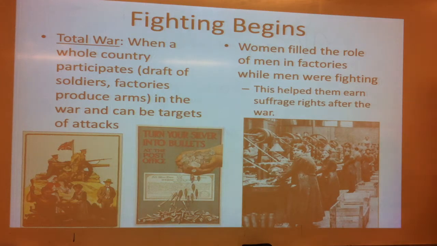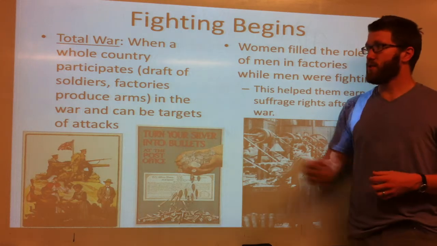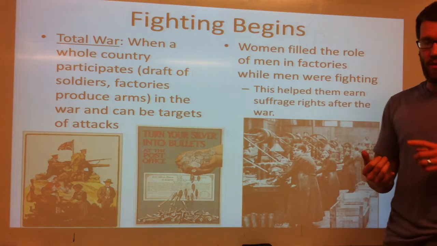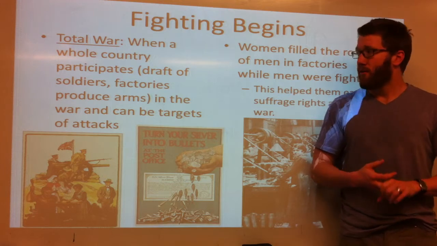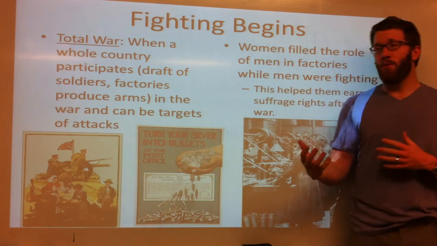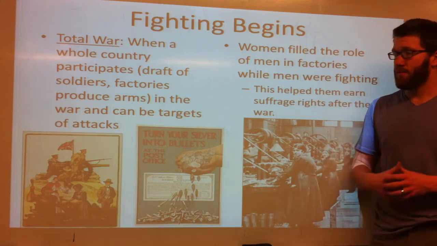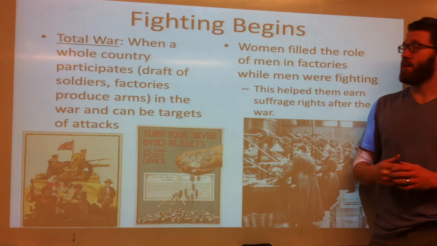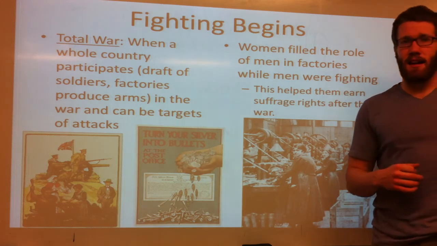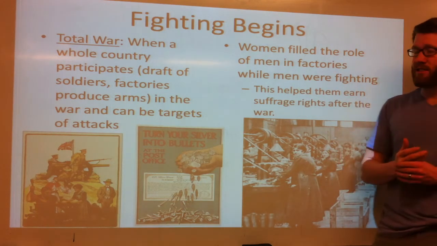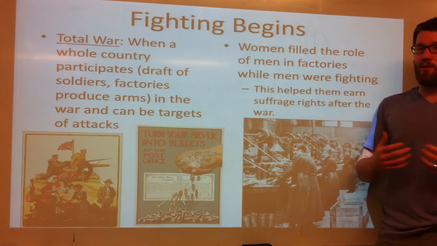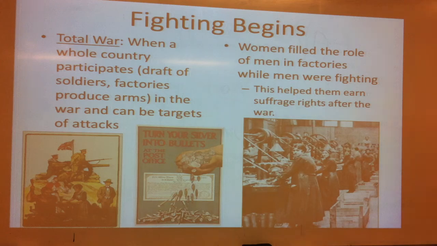So fighting begins, and in the Great War they did something called total war. This is when a whole country participates in the war. They're either going to be drafted as soldiers, or they're going to work in factories to produce supplies or weapons for the war. And because the people are working in factories to produce these arms and weapons, they're often also targeted in the war as well. A lot of times during the Great War, women would fill the role of men as men were out fighting. They would go work in the factories, which they had not been previously doing that much of. And so after the war, the women are actually going to earn the right to vote. And they're going to start getting a little bit more equality with that as well.